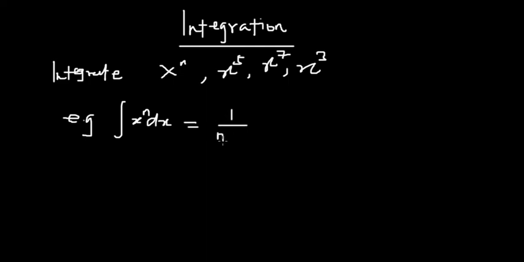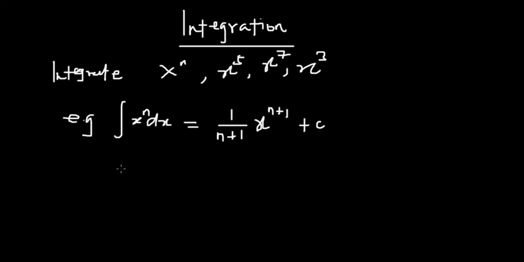You have 1 over n plus 1, and then you keep the expression, x raised to n plus 1, and then you add your constant. That's why from the beginning I stated that integration is all about addition, and differentiation is subtraction. Once you understand that integration is addition and differentiation is subtraction, you are good to go.